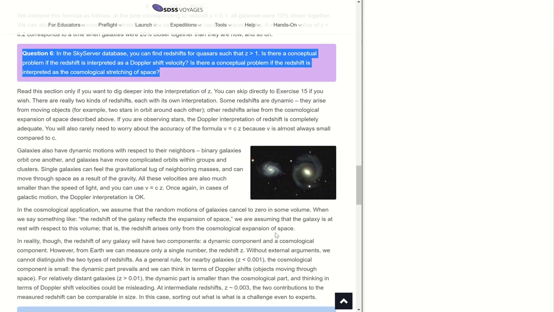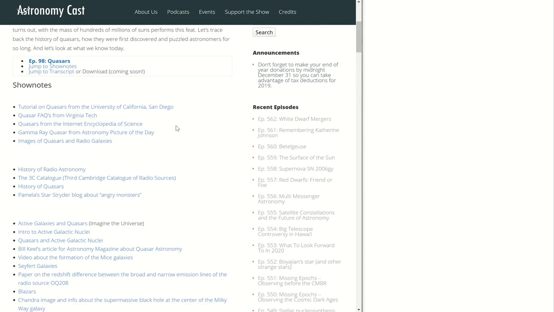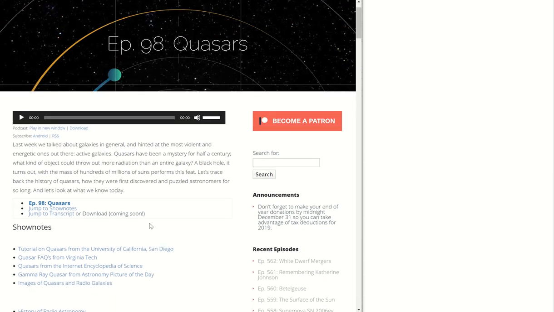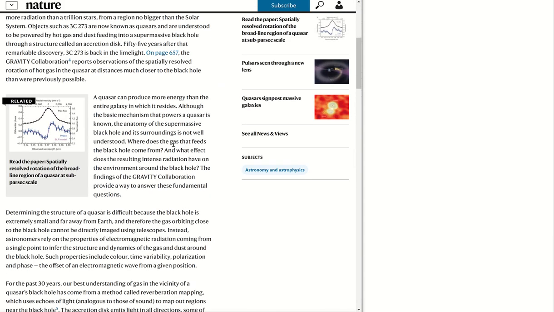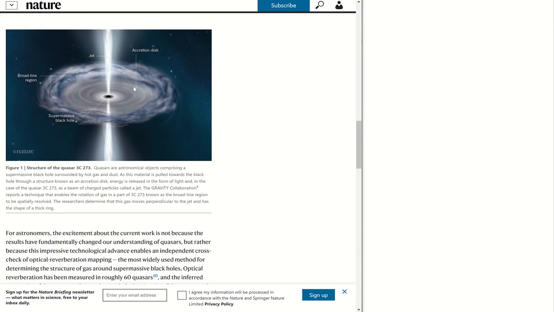Quasars are interesting objects. They are very, very distant. And so there is an awesome episode of Astronomy Cast all about quasars, if you want to know what they are. They mystified people when we first encountered them. This article here from Nature gives you a little picture of what a quasar is.